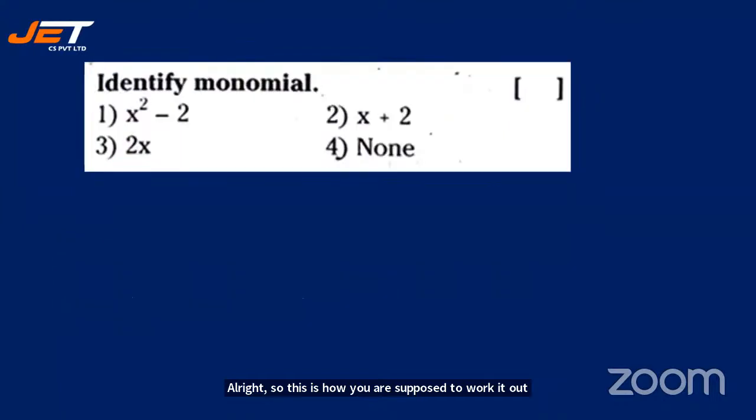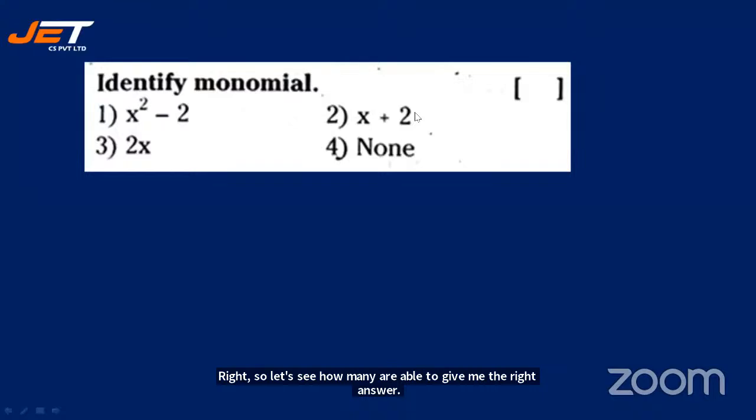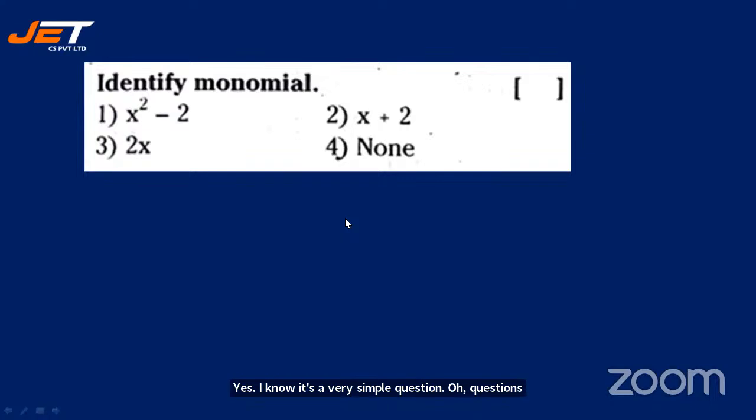Good. See the next question. Identify monomial. So what is monomial? One term. So one term is monomial. Let's see how many are able to give me the right answer. I know it's a very simple question. I hope questions like this come in the exam so that all of you can answer like how you're answering to us. Yes, excellent. It is option 3, which is 2x.